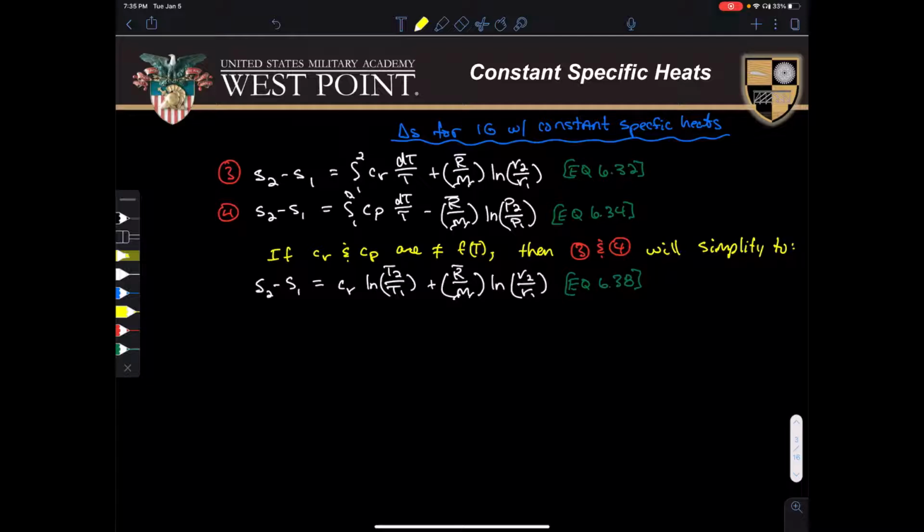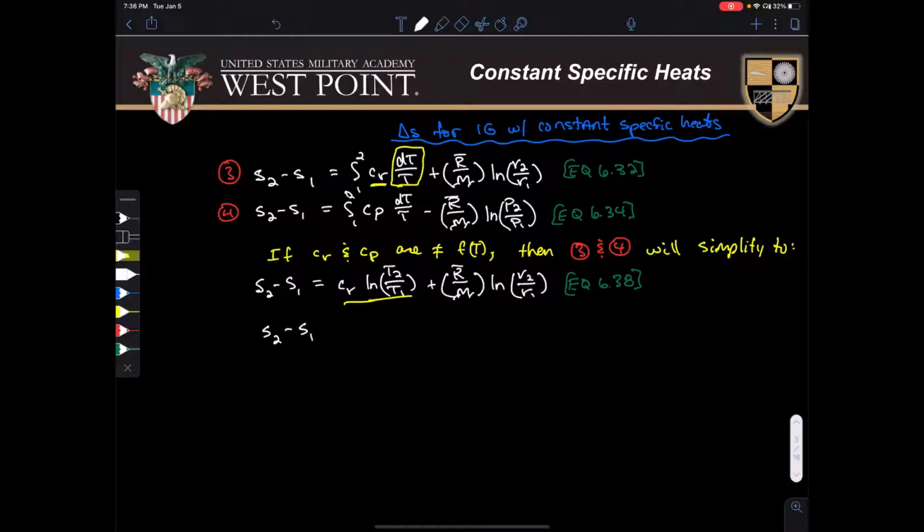By having a constant specific heat at constant volume, we can pull this term outside the integral and simply use our knowledge of our natural log term, and simplify our integral of dT divided by temperature to the natural log of temperature at state 2 divided by temperature at state 1. Okay? And applying the same simplification to the first integral on the right-hand side of equation 4 gives us our equation 6.39.